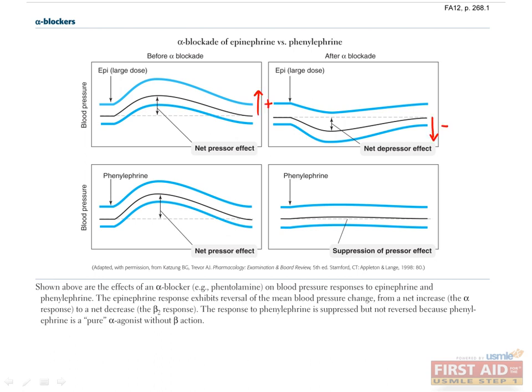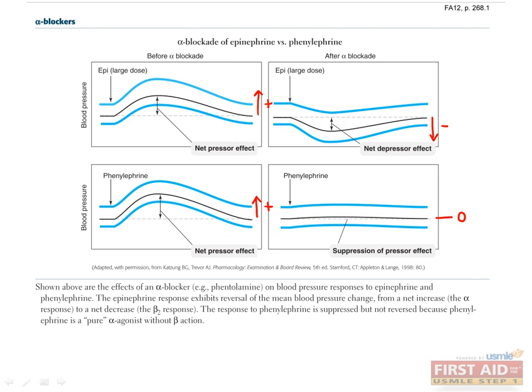The rise in blood pressure seen with epinephrine is reversed in the presence of phentolamine. This is because phentolamine blocks the alpha component of the epinephrine effect, the vasoconstriction component, leaving only the beta-2 response, the vasodilatory component. Phenylephrine also initially increases blood pressure due to its alpha effects. However, it is a pure alpha agonist, so when phentolamine is applied, the blood pressure is normalized, but there is no hypotensive effect as with epinephrine because there is no beta component to phenylephrine.